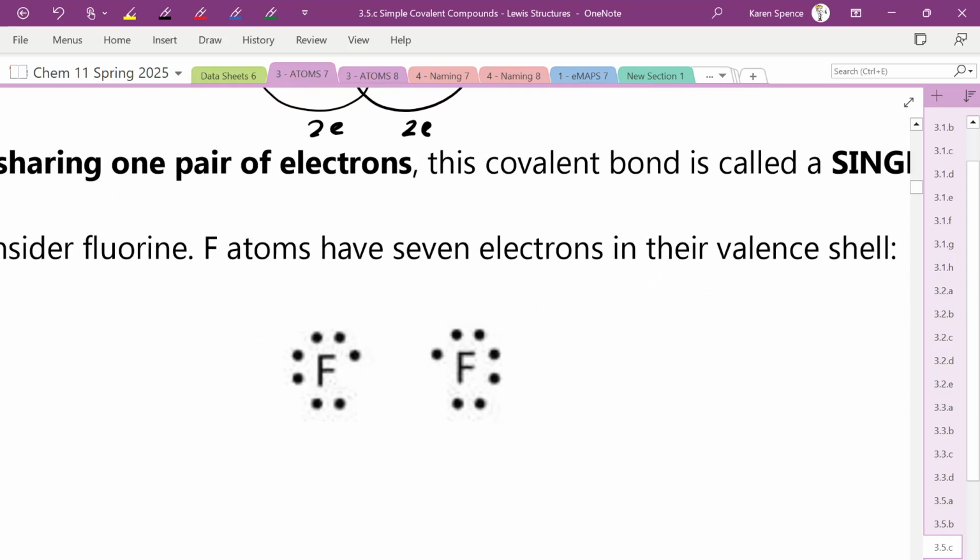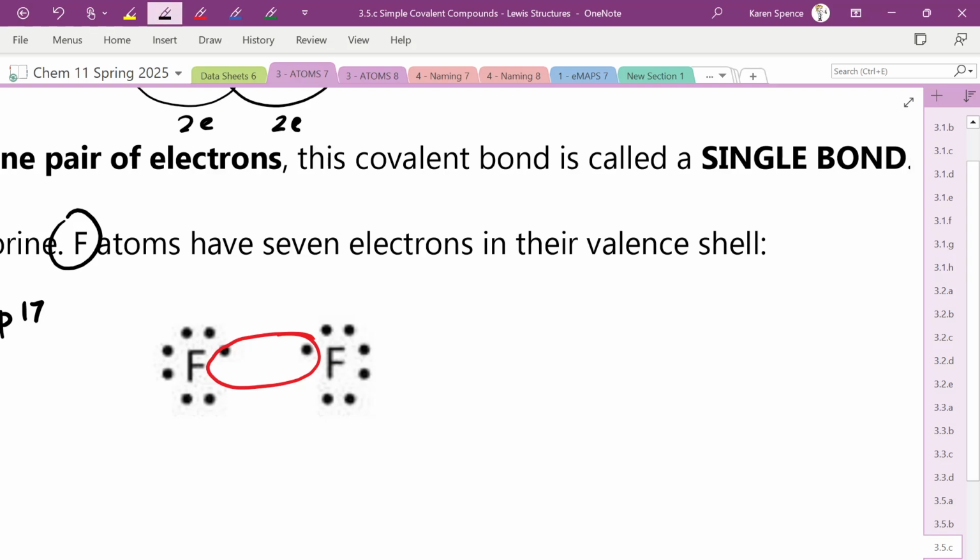Here's some fluorine. Fluorine is group 17. How many valence electrons? 7. How many to make it full? 1 more each. So what could they do? They could share those 2 electrons. Could you draw the structure before flipping the page? What would it look like? Try drawing the Lewis structure 2 different ways before flipping the page.